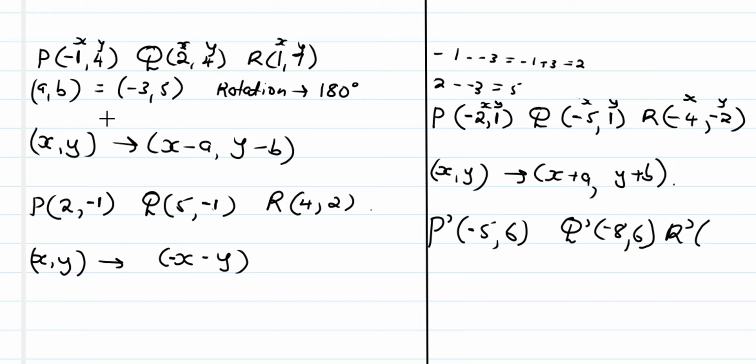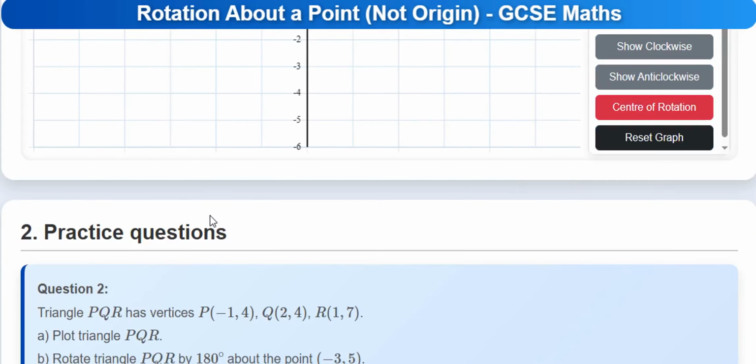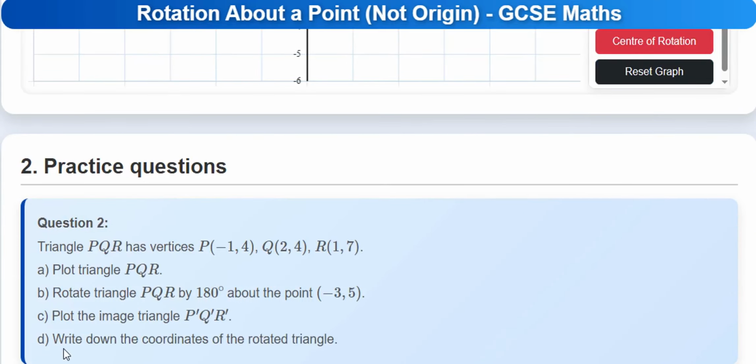And then go to r rotated, which will be negative 4 plus negative 3, which will be now negative 7, because negative 4 minus 3 is negative 7. And then the last one will be negative 2 plus 5, which is b. Negative 2 plus 5 is just 3. These become our coordinates. So these coordinates here, we have already answered our question here. Write down the coordinates of the rotated triangle we already have there.